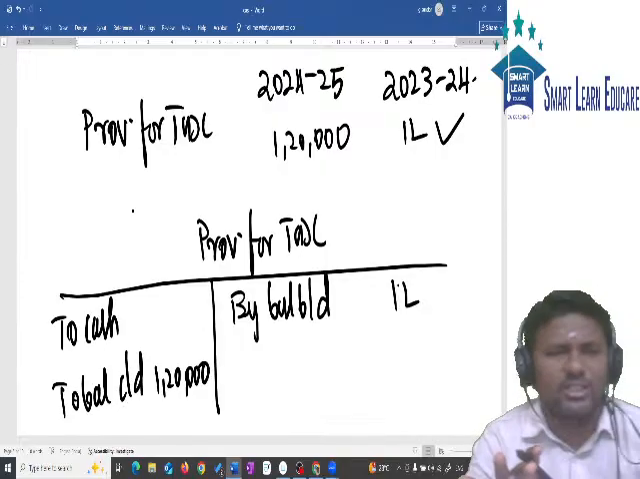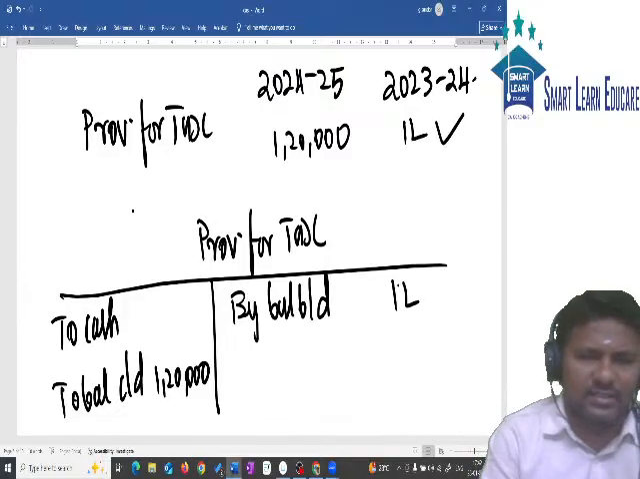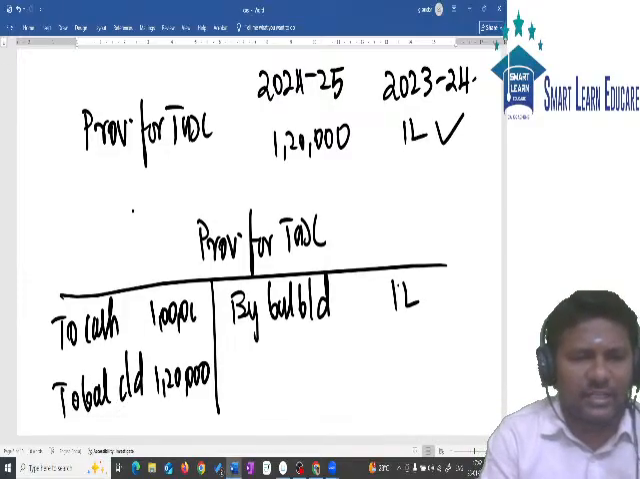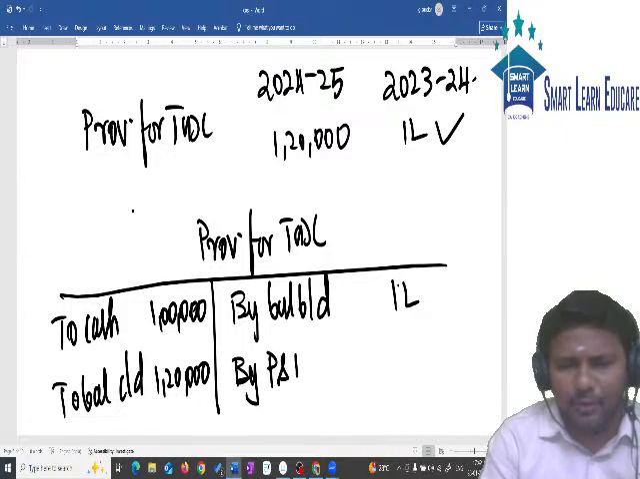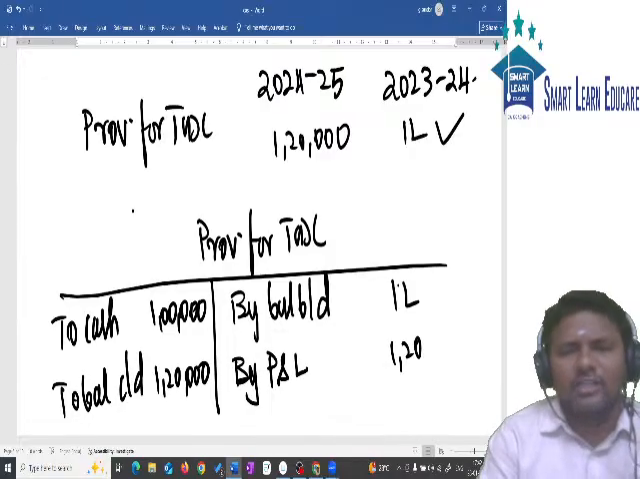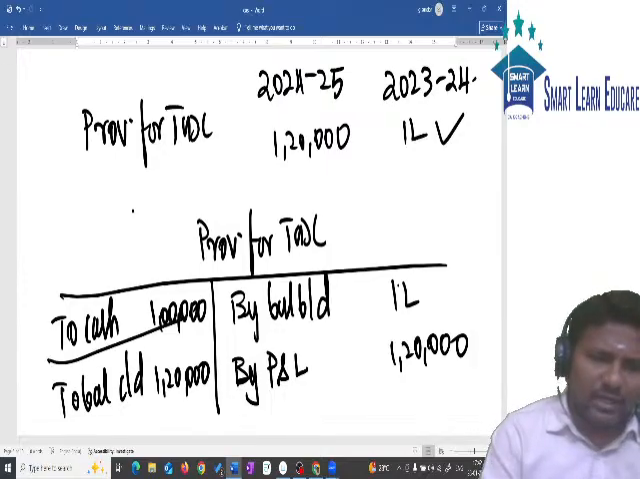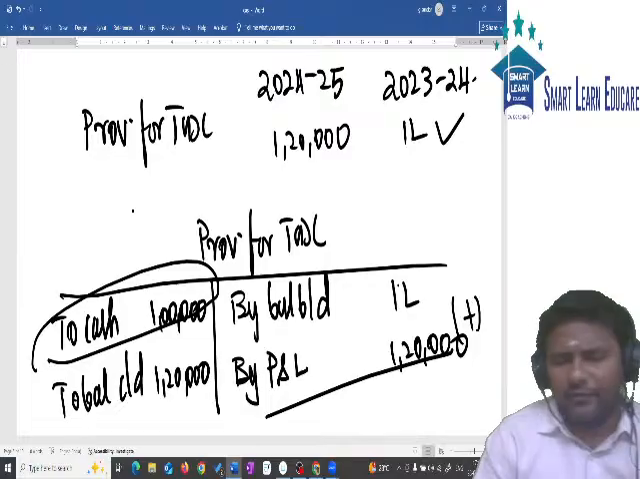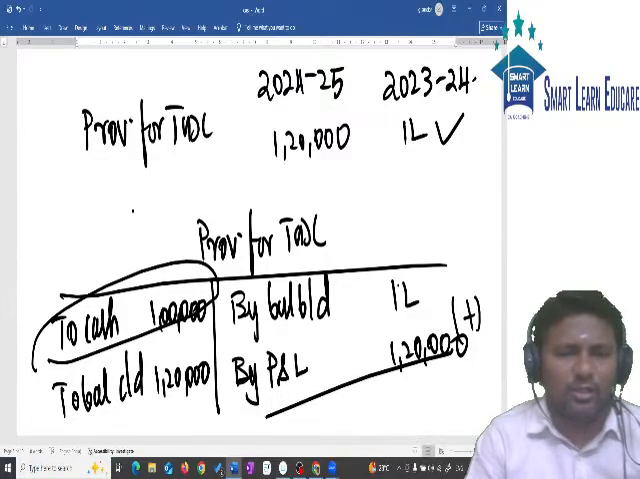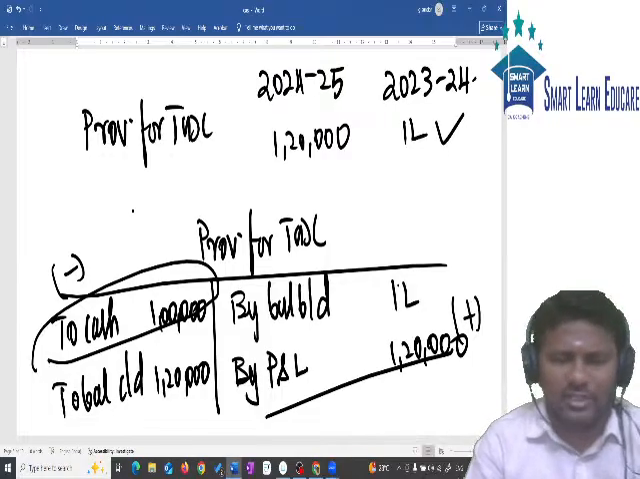If no information is given in the question, then whatever opening balance of provision for tax is there is paid in the current year, that is, to cash. And whatever closing balance we have is nothing but the provision we created in the current year, 1 lakh and 20,000. This 1 lakh 20,000 will be added to the profit, and this 1 lakh will be treated as an outflow of cash. It should be subtracted.